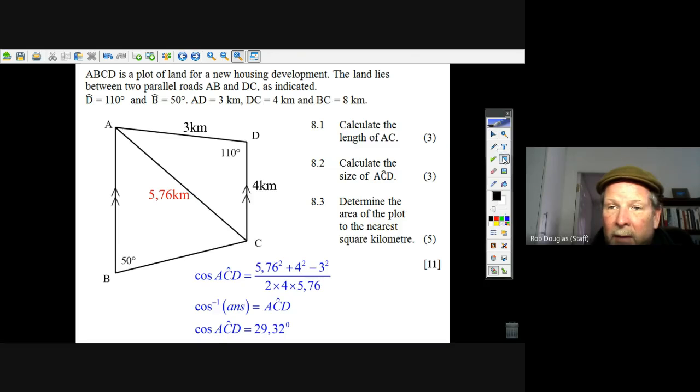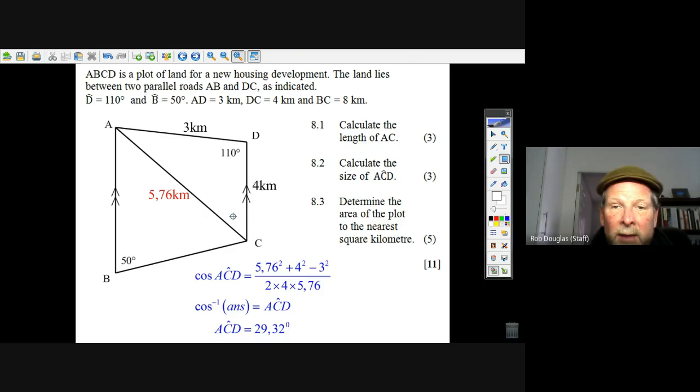And the angle is, shift cosine, the angle is, not the cosine of the angle, is 29.32 degrees. So you hit shift cosine of this answer, and you'll get the angle. Now we know the angle ACD is 29.32 degrees.